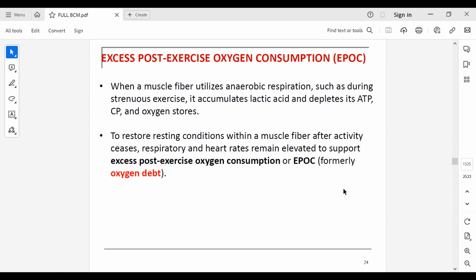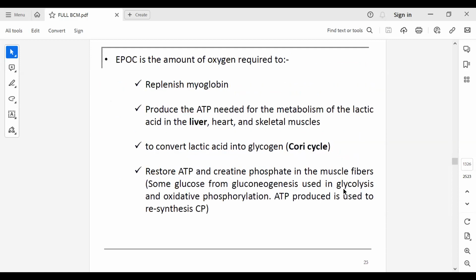Now to restore this, the respiratory system and the heart rate will remain elevated so that we can take in a lot of oxygen. So EPOC is the amount of oxygen required, which will replenish the myoglobin with oxygen. Also, it needs to produce the ATP which is needed for metabolism of the lactic acid in the liver, heart, and skeletal muscle. Also, to convert lactic acid into glycogen, which is the Cori cycle, and restore any ATP and creatine phosphate.